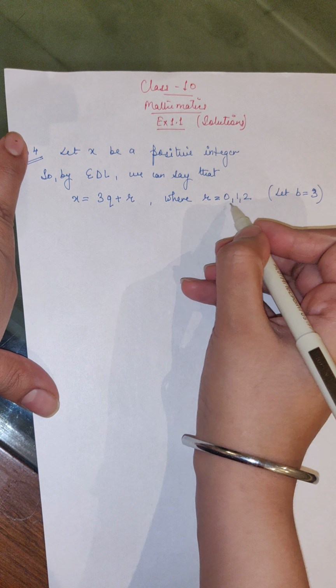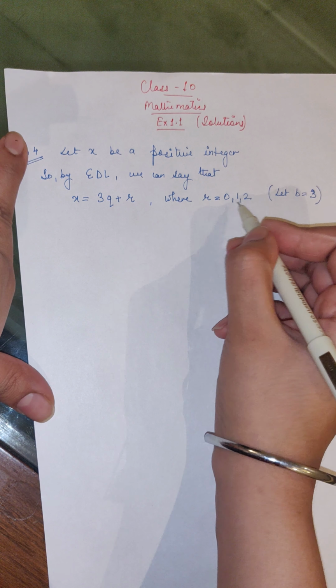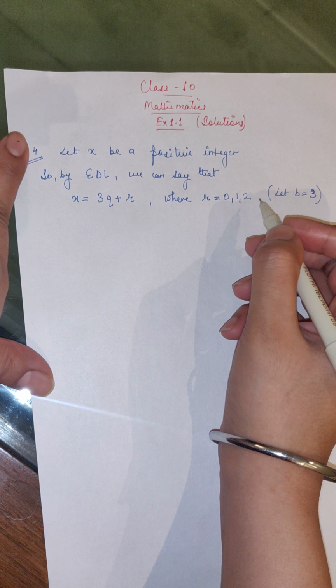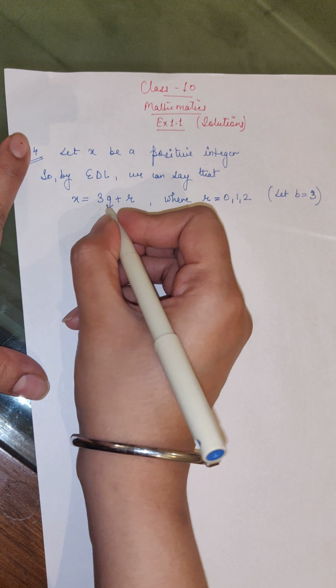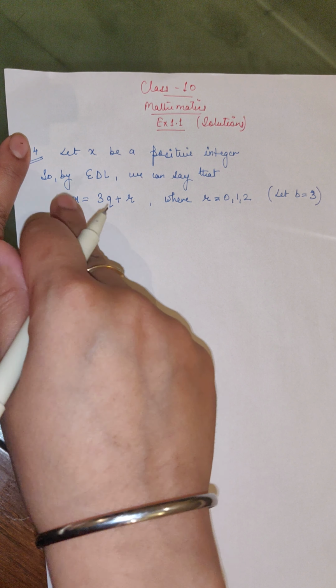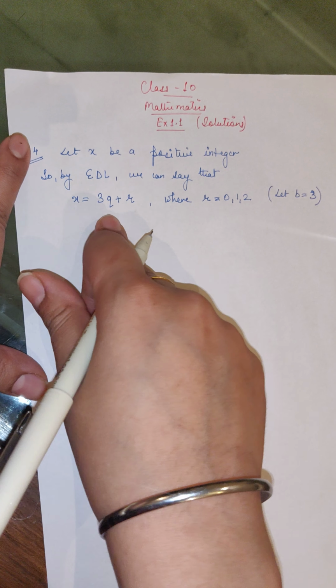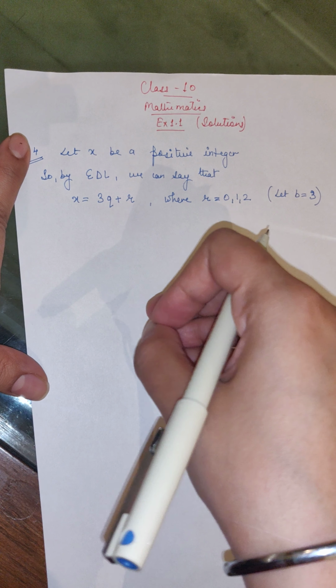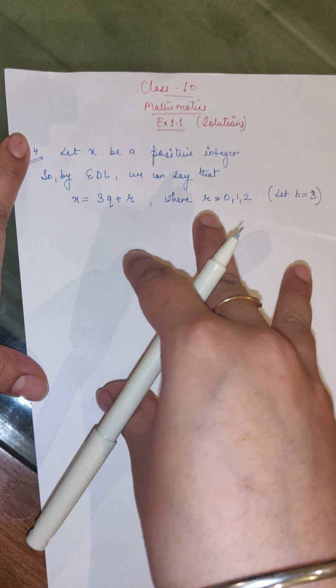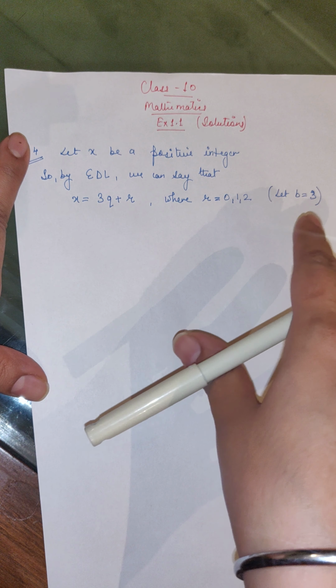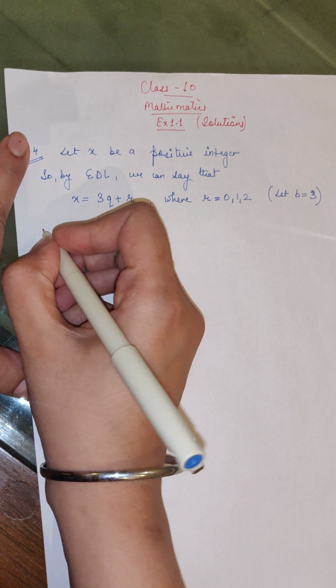So now you have to show that this is of the form this, where r is 0, 1, 2. So he is saying that we have to take the square of this number, and after taking the square, we get either the form 3m or 3m plus 1 and not any other form, right? So we'll take one by one.